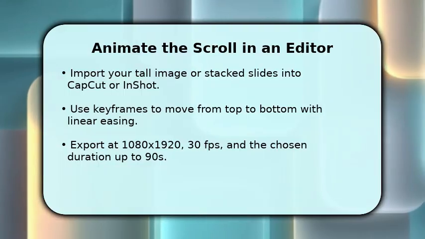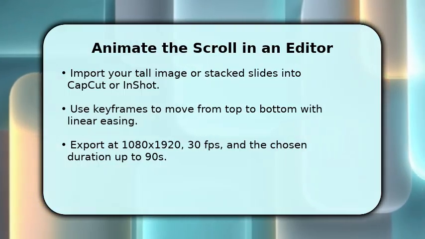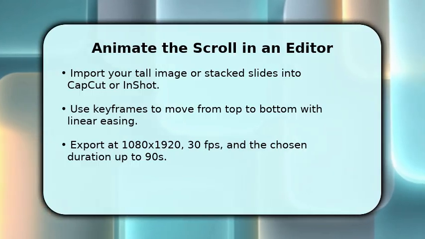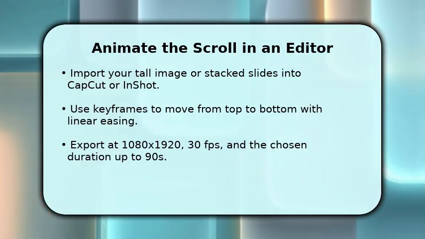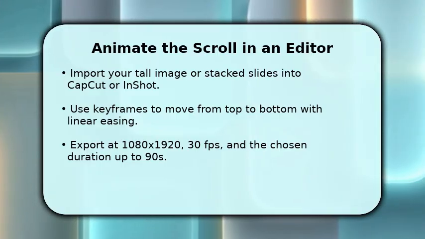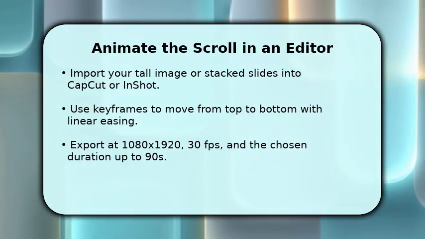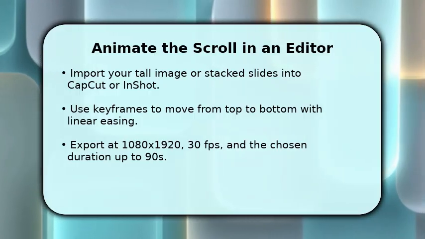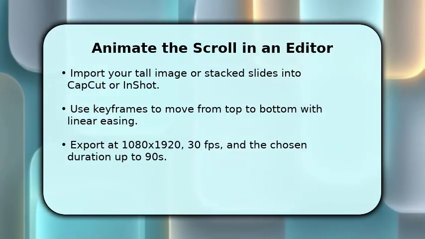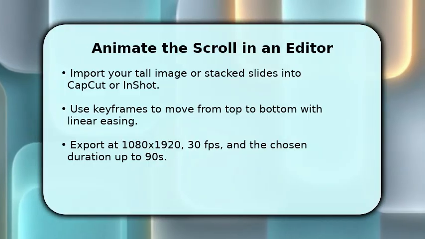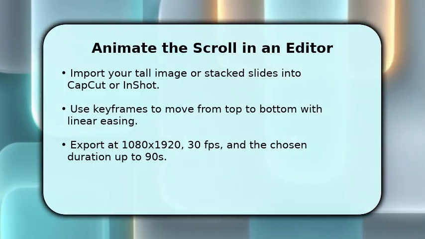Open a mobile editor like CapCut, InShot, or Premiere Rush for animation. Import a tall image or stack slides sized to 1080x1920 pixels. Add keyframes at the start and end to pan vertically from top to bottom. Set linear easing and match keyframes to your chosen per section timing.